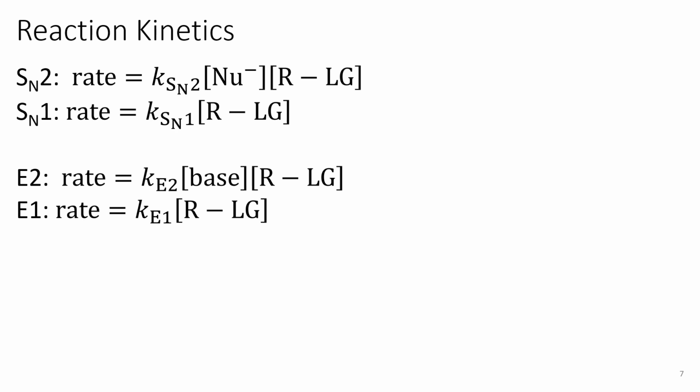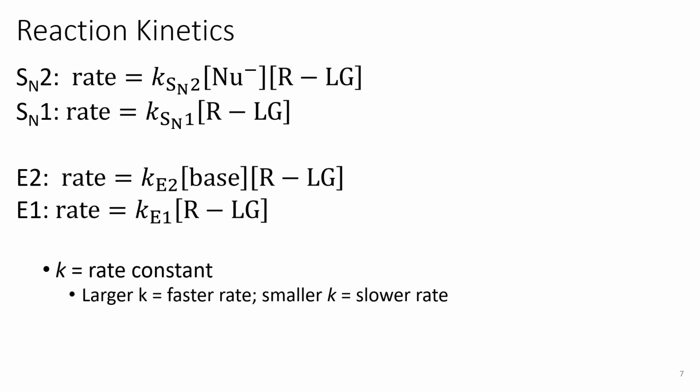So if we know the rate law for the reaction that we are dealing with, we can go back and predict, will this be bimolecular, will this be unimolecular, and it will help us dictate what the mechanism is. Just to review again quickly, that K value that is showing up in all of our rate laws, that lowercase k value is the rate constant.